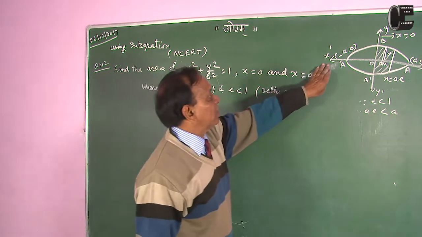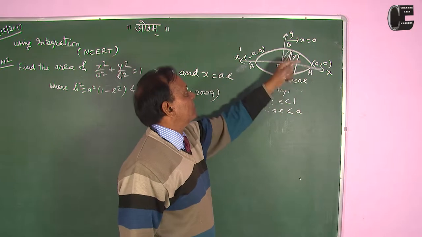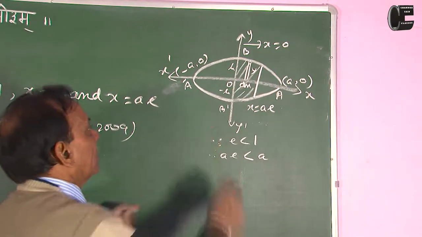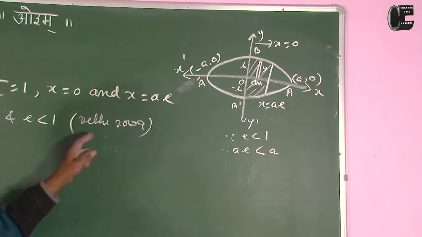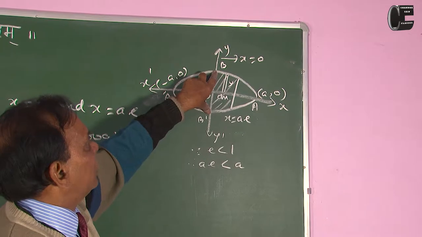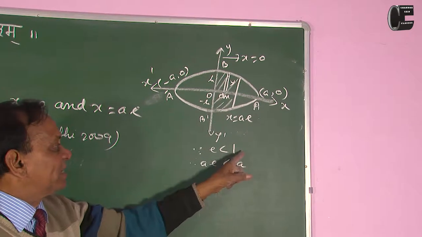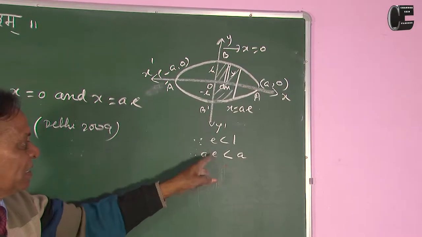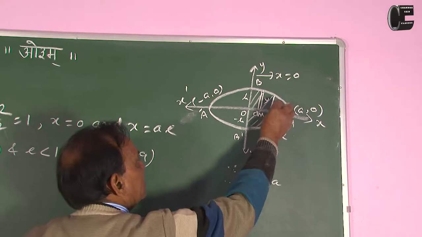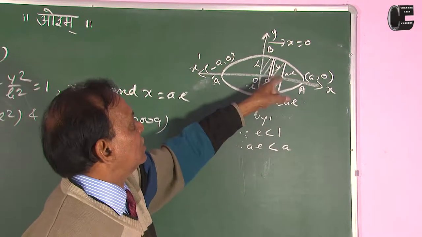Yes, this is your figure. This is the semi-major axis A. This is the semi-minor axis B. And we are to find the area of this ellipse between x equal to 0, that is the y axis, and x equal to AE. As we are given that E is less than 1, therefore AE will be less than A. Therefore, AE is here, less than A. We are to find this area.